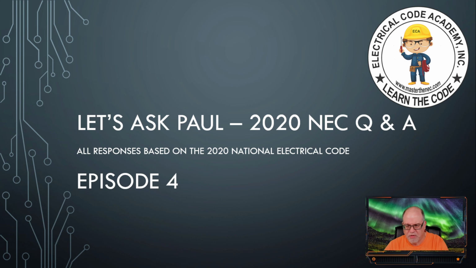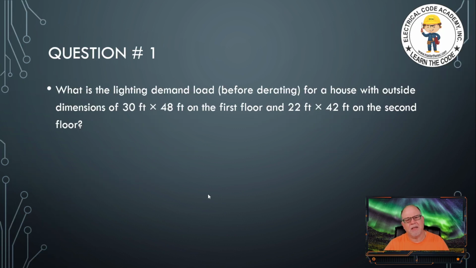All right, so the very first question that we've got on the docket here wants to know what the general lighting load is, basically the connected value before we do any derating to it or apply any demand factors to it. So what is the lighting demand load, or the actual lighting load, for a house with outside dimensions of 30 by 48 on the first floor and 22 by 42 on the second floor? Okay, so I've got 2 floors. So we need to know what is our total square footage. All right, so fairly straightforward here. We'll give you the answer, then we'll go look it up in the code.